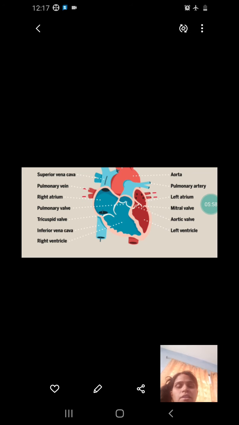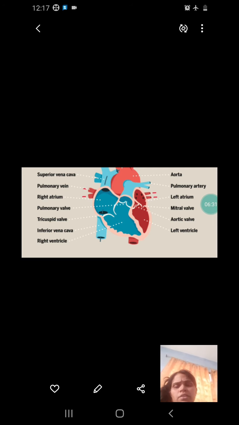This is the diagram of the human heart, where you will see the superior vena cava, pulmonary vein, right atrium, pulmonary valve, tricuspid valve, inferior vena cava, right ventricle, aorta, pulmonary artery, left atrium, mitral valve or bicuspid valve, aortic valve, and left ventricle.